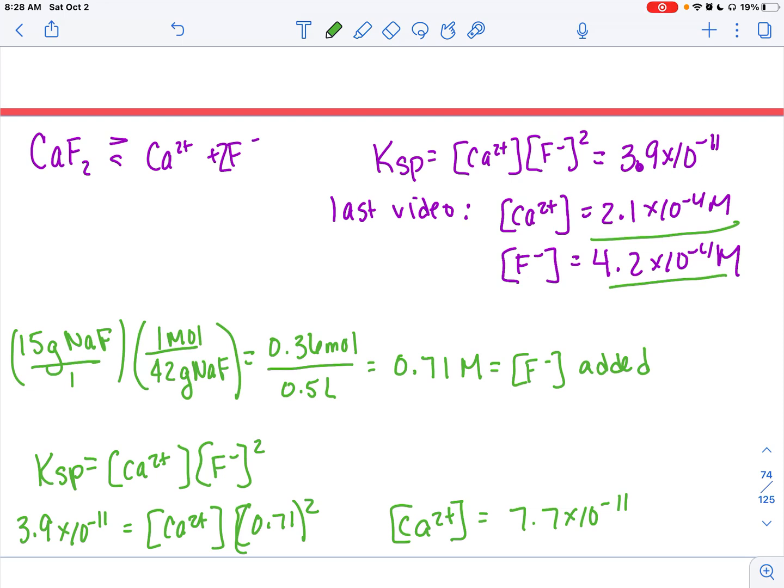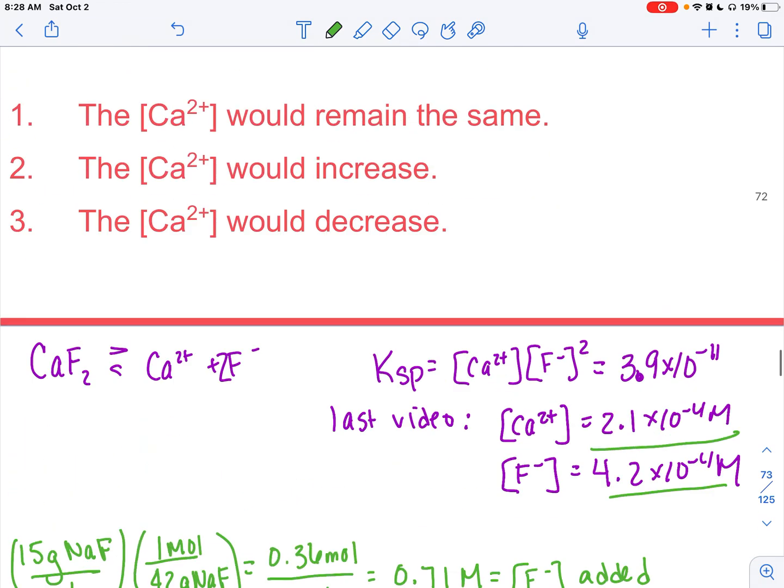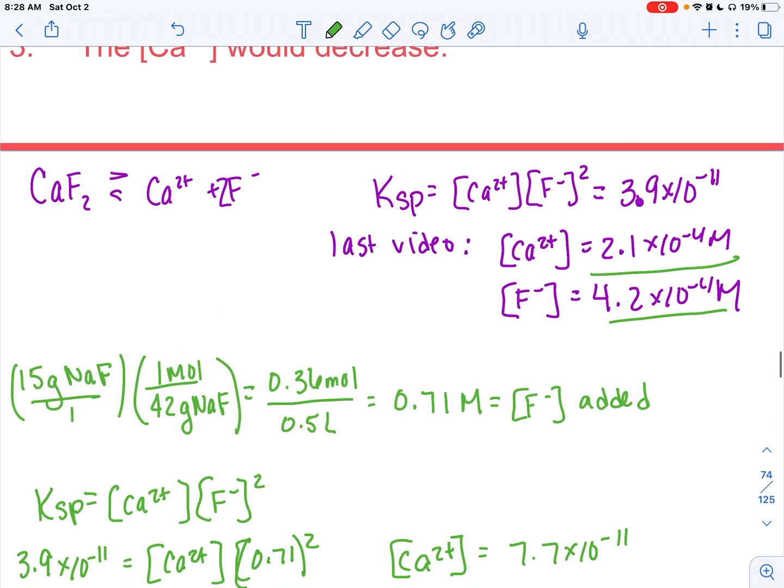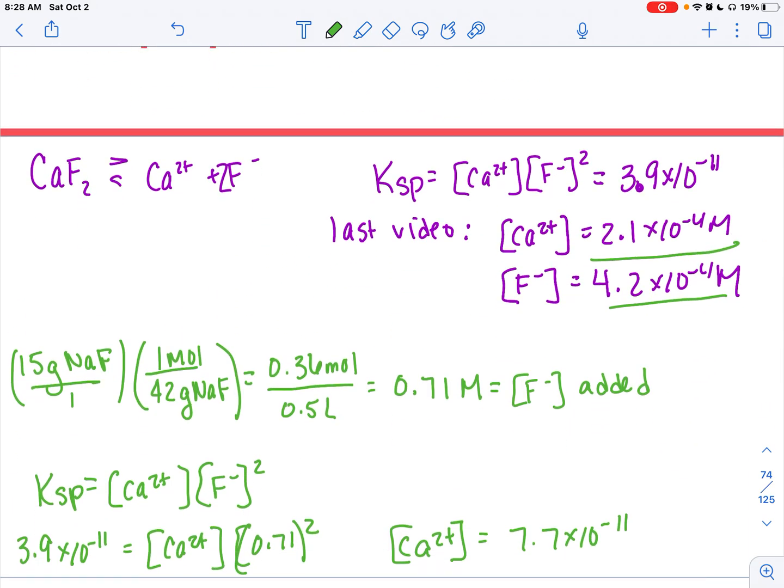Okay? Now we knew that was going to happen from Le Chatelier. We already did that, right? We already knew that if we added some of this, we shifted this way, so this was going to go down. Now we can see the math proving that. End of last video, no common ions. Concentration of calcium was much higher than it would be with the common ion.